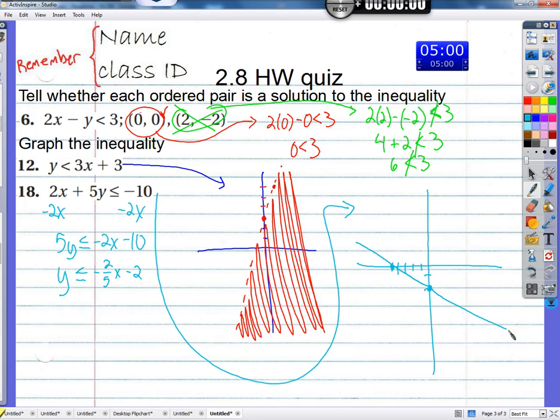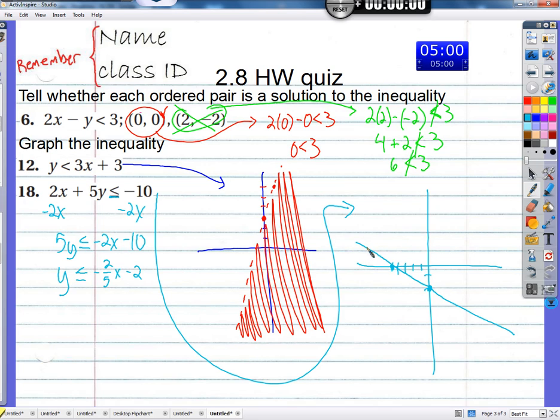Points on the line, if we take the x and y and plug it in here, or here, or here, it'll be true. It will be equal. Both sides will be equal, and since that symbol says that's okay, then we include the line in our solutions. Points on the line are cool, because points on the line will make both sides equal, and that's fine. But we don't only want those, we also want y values that are what? That are less. We want y values that are less than these y values on the line.